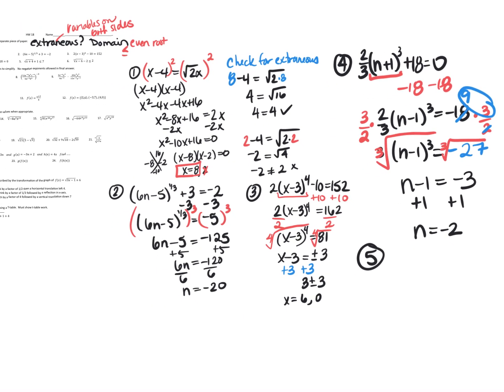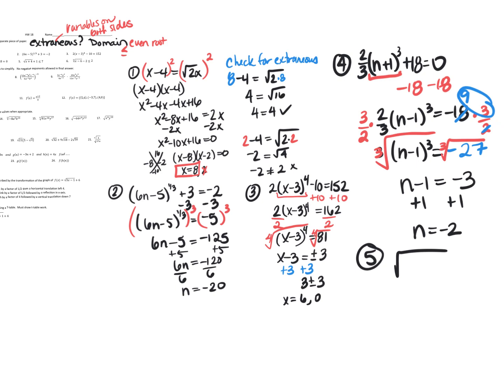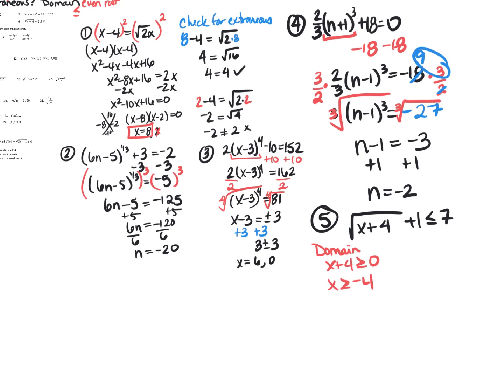Now 5 is the even radical: the square root of x plus 4, plus 1, is less than or equal to 7. So first I need to look for my domain, that x plus 4 must be greater than or equal to 0. Whatever is under the radical always has to be greater than or equal to 0. So x is greater than or equal to negative 4. So my answer can't be anything less than negative 4.